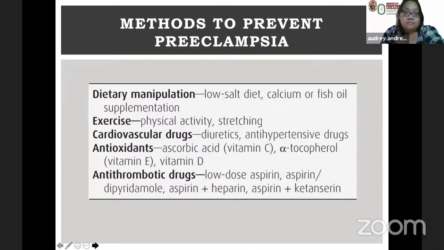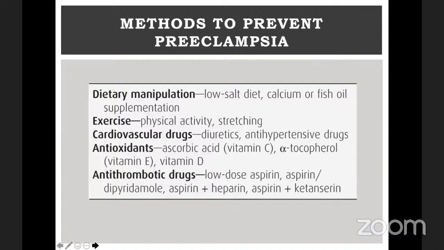Methods to prevent preeclampsia. First one is dietary manipulation, advising a low salt diet, calcium or fish oil supplements. Daily exercise like physical activity and stretching. Cardiovascular drugs used like diuretics and antihypertensive drugs. Next are antioxidants like ascorbic acid, vitamin C, alpha tocopherol, which is vitamin E, and vitamin D. Antithrombotic drugs like low dose aspirin in combination with dipyridamole, or aspirin plus heparin, or aspirin plus ketanserin.